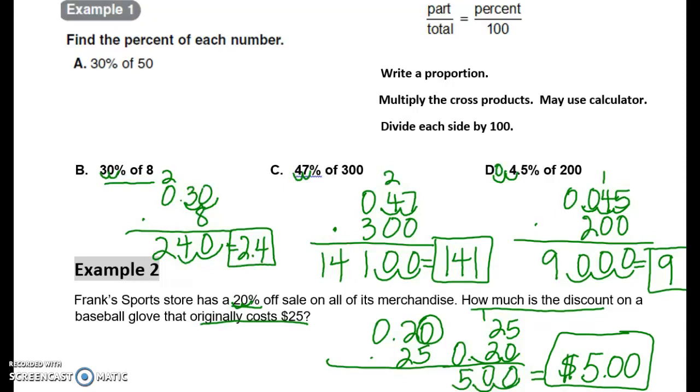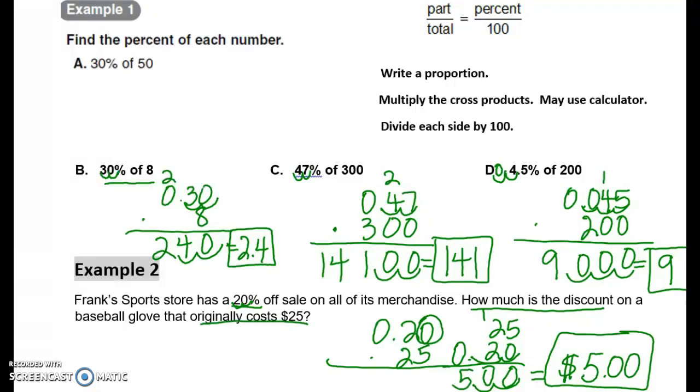$5. Okay, now another thing I want to point out to you is a lot of times they will ask you, how much does the glove cost now? If they would have said to me, how much does the glove cost instead of how much is the discount, what would I have had to have done? Right, how much it costs? Yeah, and how would I figure that out? So you would take $5 as the answer, and then you would... okay, so yeah, you're right over there.